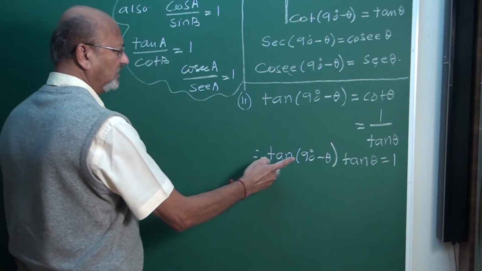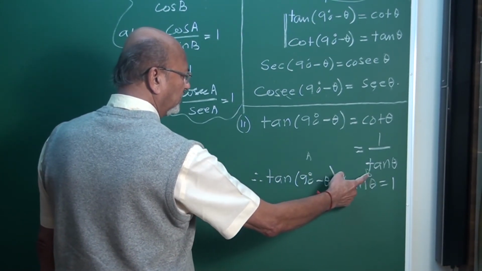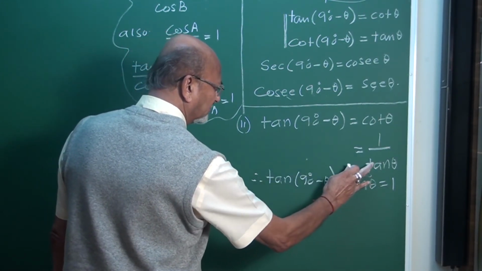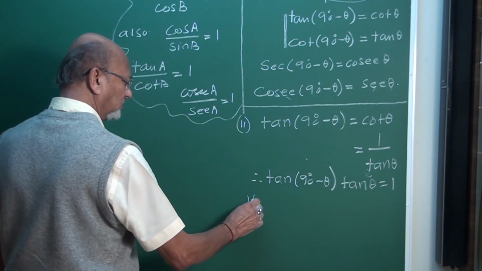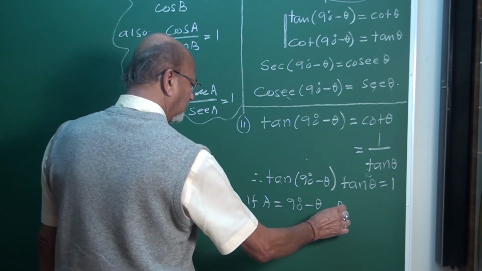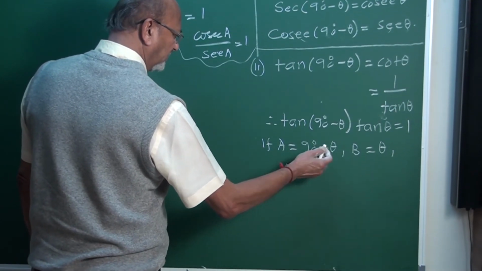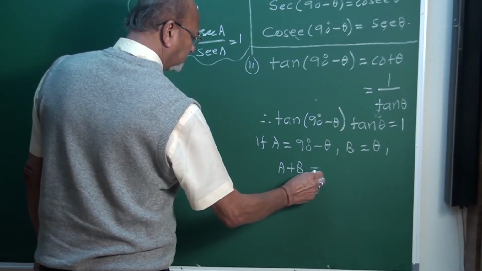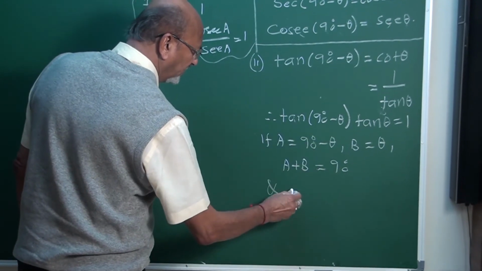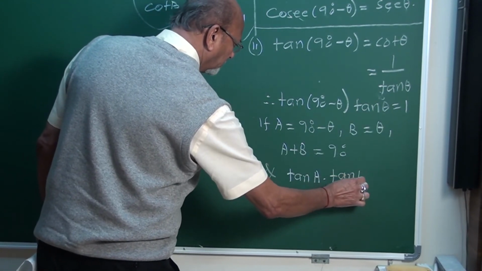See, my friend, if you take this as A, if you take this as B, again, what is A plus B? 90 degrees. Then tan A into tan B is 1. Otherwise, I write this also. Therefore, my friends, if A is 90 minus theta, B is theta, then A plus B, I write directly: minus theta cancels with plus theta. It is 90 degrees. And not only this, you can put here tan A into tan B is 1.